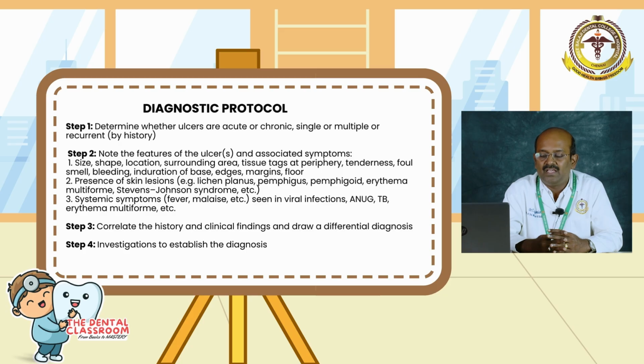In step 3, correlate all the history and clinical findings and we can come to a differential diagnosis. We can list out 3 to 4 diagnoses. With the help of the differential diagnosis, we can go to step 4, that is your investigation. This investigation will help you to achieve a final diagnosis. Hope I have addressed all the parts of the examination of an ulcer. Thank you.